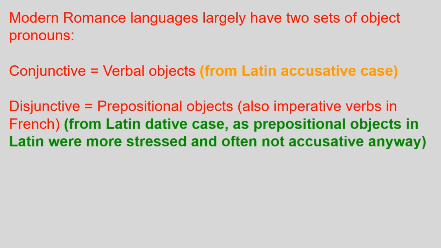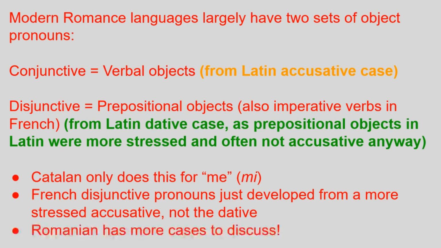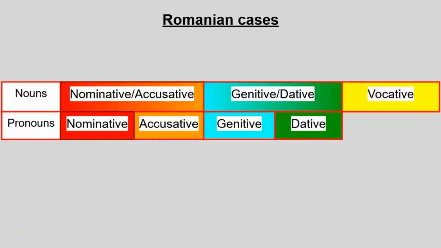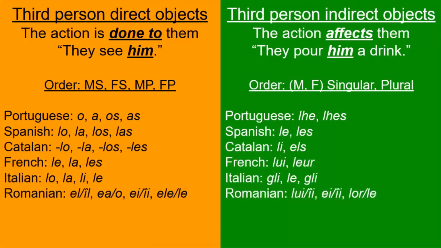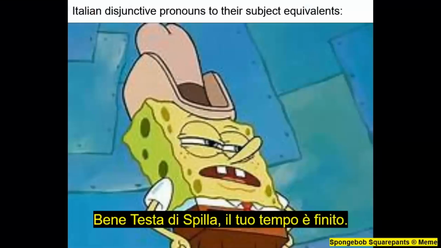As for some exceptions, Catalan only does this for first person singular, the French disjunctive pronouns just developed from a more stressed form of accusative me, and the same is true of Romanian, but just for the accusative. Romanian actually retained 4 distinct cases on the pronouns, not simplifying them like they did the nouns. Speaking of that, the Romance languages that generally lost all the cases actually did keep an accusative dative distinction in the third person pronouns, and Romanian has a stressed and unstressed form for both of them. But also in Italian, the third person disjunctive pronouns lui, lei, and loro displace the subject pronouns.